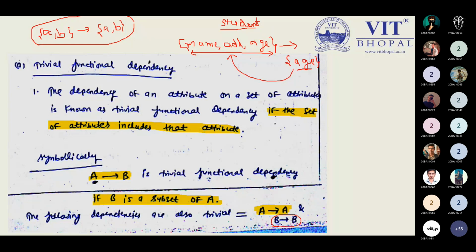Is it clear to all right now? Yes, sir. I am taking this simple example here, and everything is written over here. If you feel any doubt, you can ask me anytime. This is the point you have to understand. So is trivial functional dependency clear to all right now?